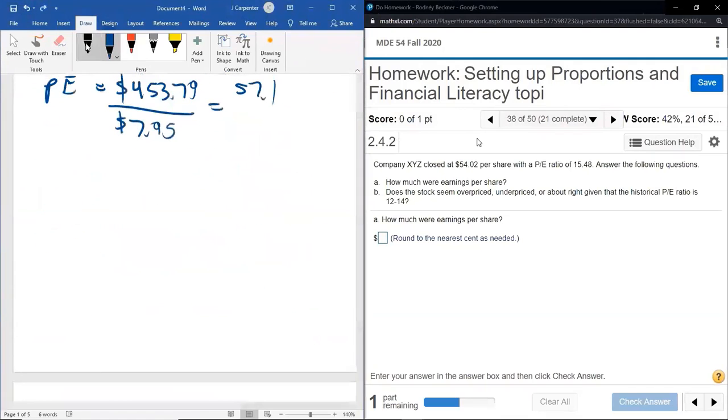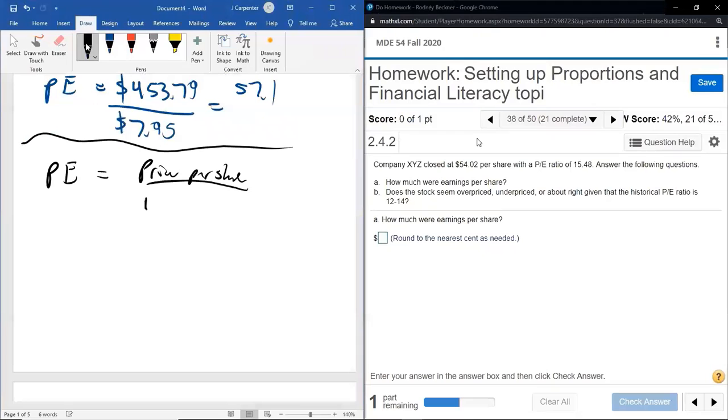which I will rewrite. PE ratio equals price per share over earnings per share. I wrote it a little ugly because you've already seen the formula. You should have written it down by now at least 4 times, 3 times, 2 times, whatever.